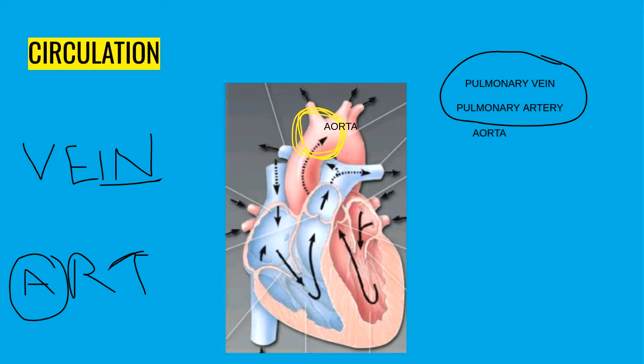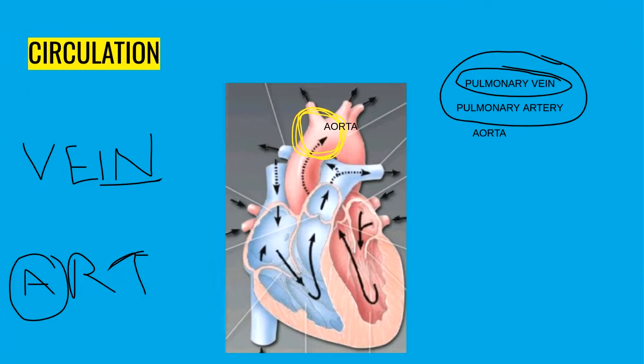Out of the lungs. Why do you say out of the lungs? Because it's going towards the heart. Yeah, perfect. So if it's going into the heart, it must be going out of the lungs. And then the pulmonary artery is the other way around.